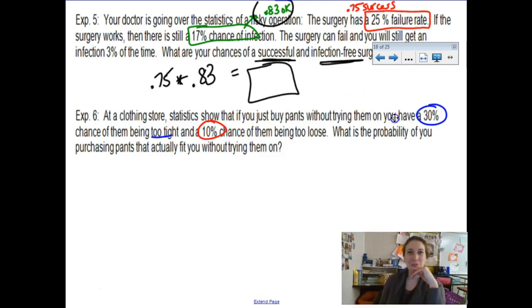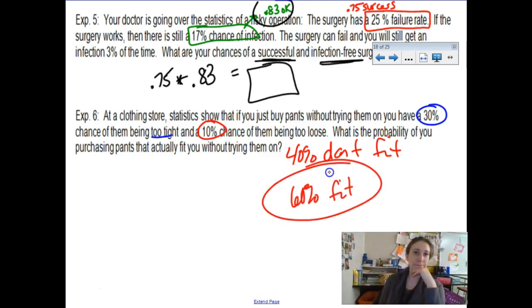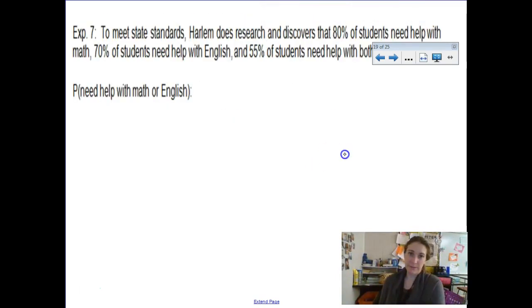Well, I'm going to group these together and say there's a 40% chance that they just don't fit. So the complement to that, 100 minus 40% would be a 60% chance that they do fit. There we go. So, yeah, am I using formulas all the time? No, because I don't need to.